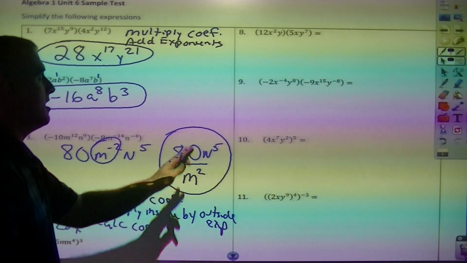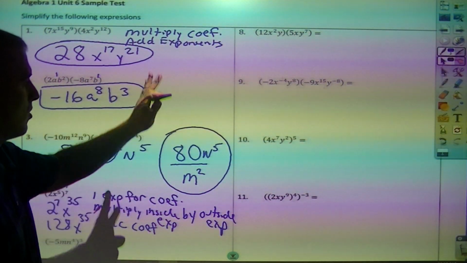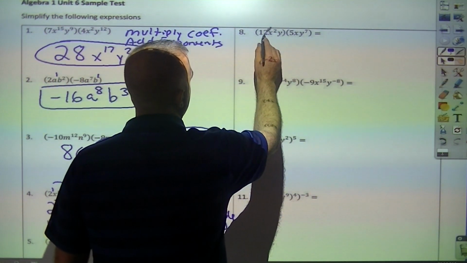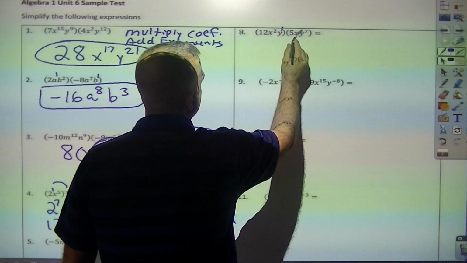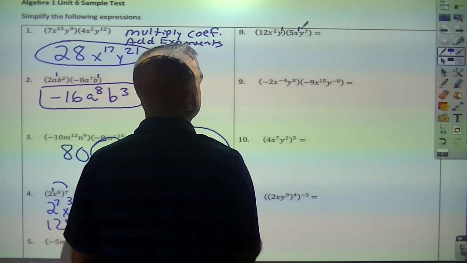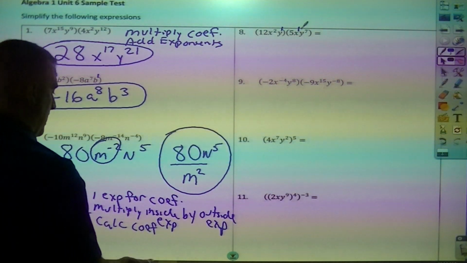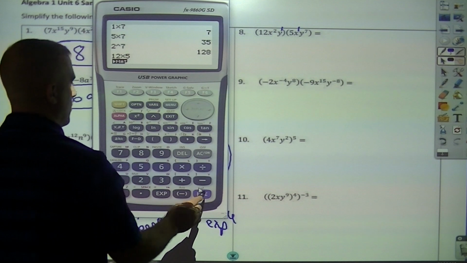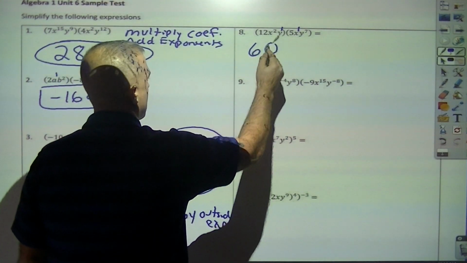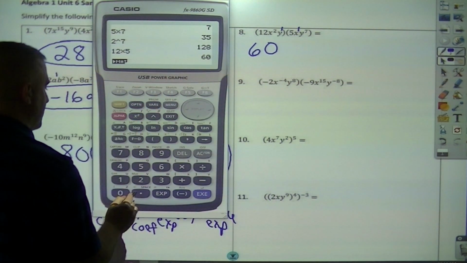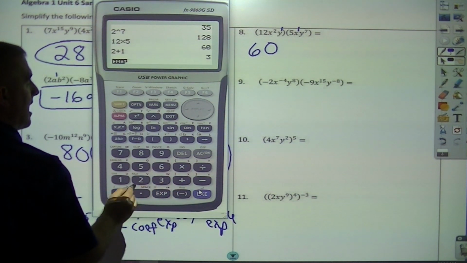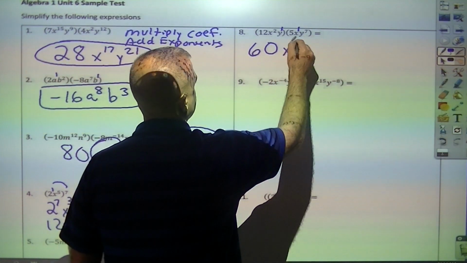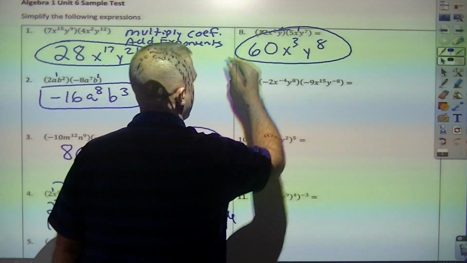Let me skip up to here just so I don't have to scroll all the way down. So coefficient, base, this needs an exponent. Coefficient, base needs an exponent. So this is multiplication. I'm going to multiply 12 times 5, which is 60. I am going to add the exponents for x, which are 2 and 1, and the exponents for y, which are 1 and 7. So I've got x^3, y^8, and that would be my final answer.